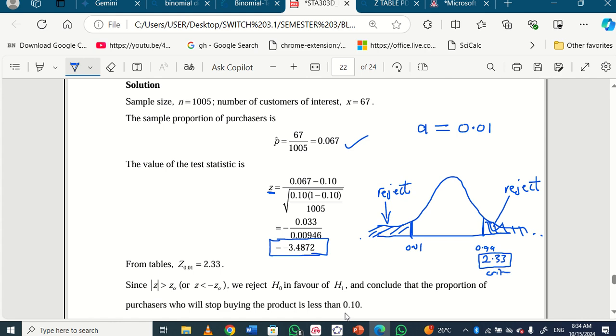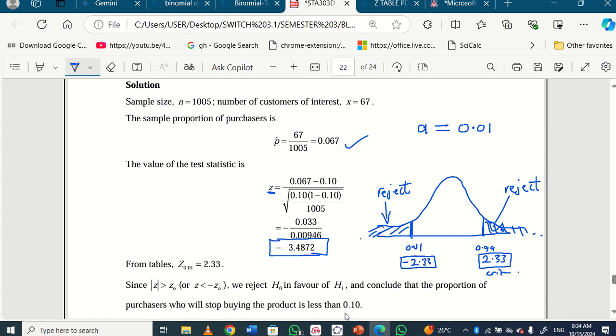Because it is symmetric, it means that here will also be negative 2.33. So these are my critical points. It means that if I have a value which falls within this region or this region, then I have to reject the null hypothesis.